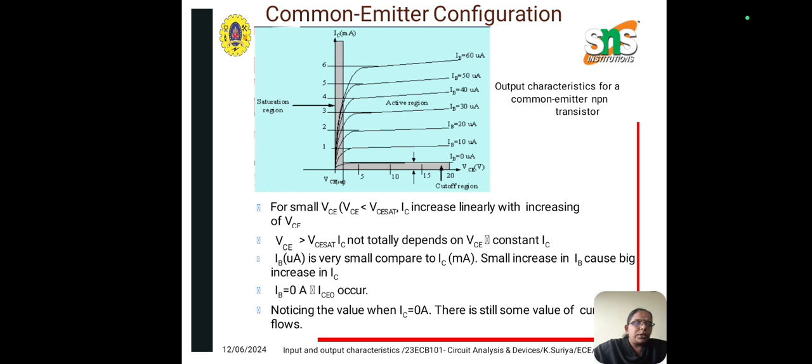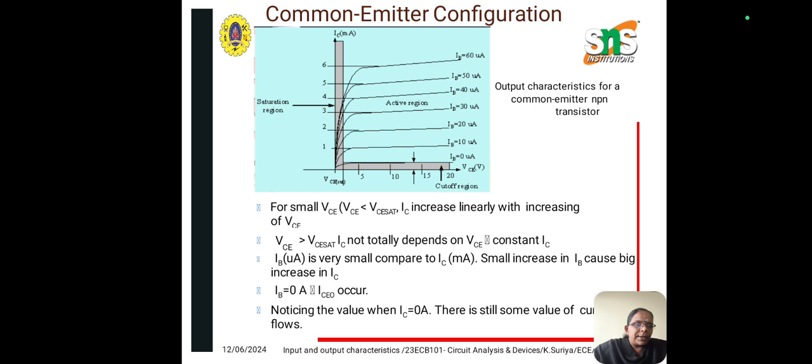This is the output characteristics of a common emitter NPN transistor. So for small VCE voltage, IC increases linearly with increasing VCE. So when VCE is greater than VCE saturation, IC no longer depends totally on VCE, it becomes a constant.